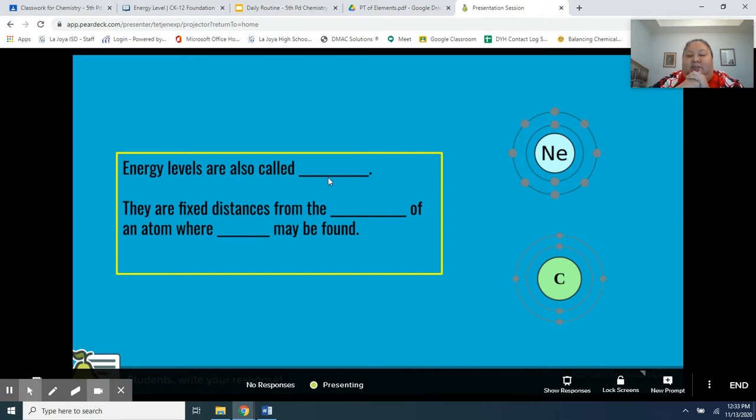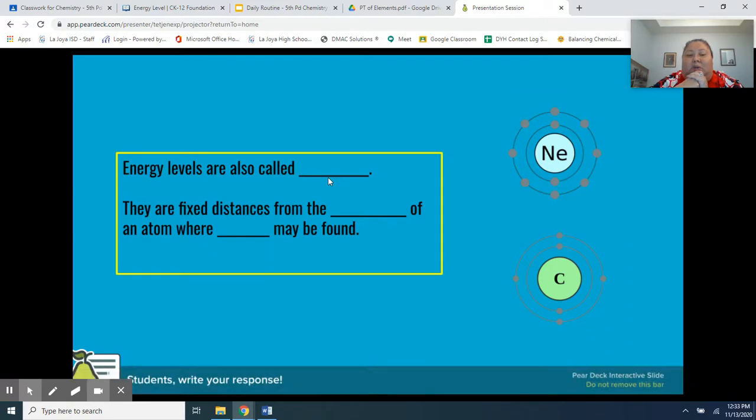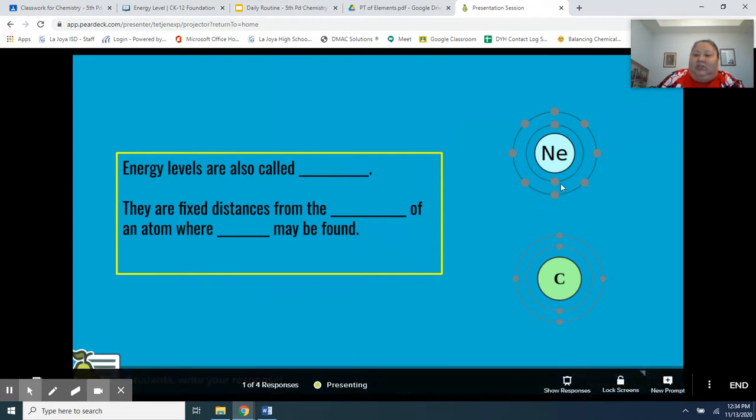So energy levels are also called something, okay, are also called blank. What is another name for energy levels? And they are a certain distance away from that center. What is that center of an atom? What do we call it? And what do we find in energy levels? What's floating around in these energy levels? What are these dots represent? Okay, so that's for that last one. The center of an atom. What is the center of an atom called? And then this one, you got to know it, there's really no hints for it.